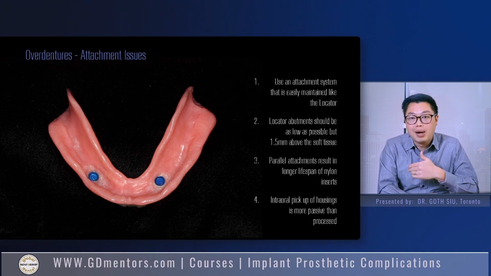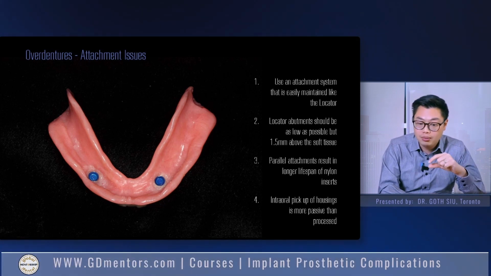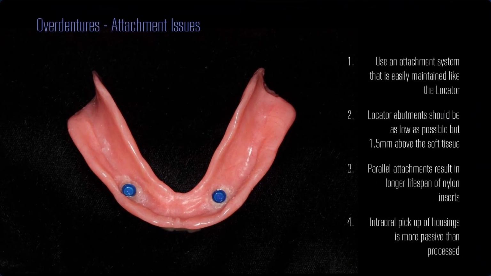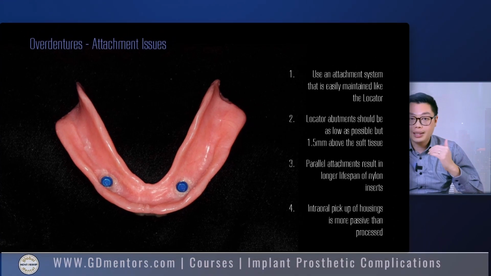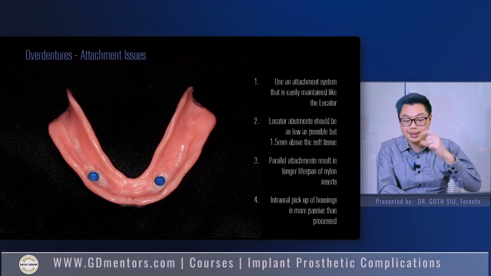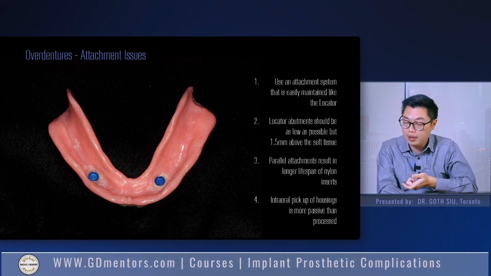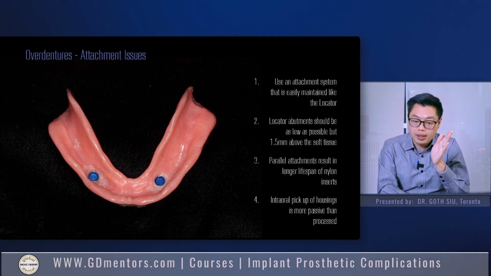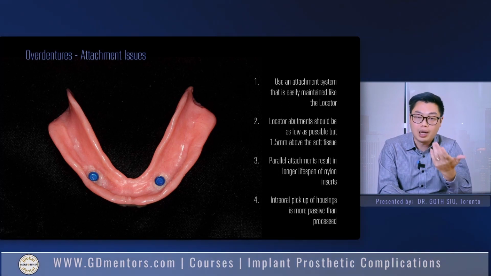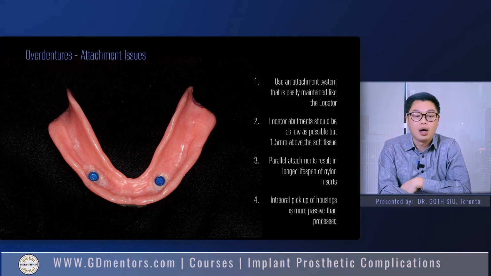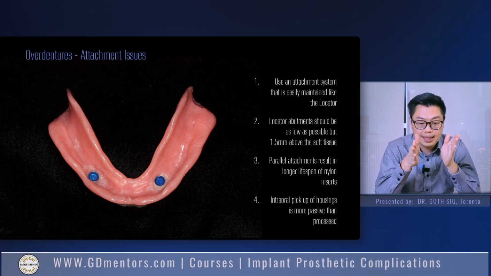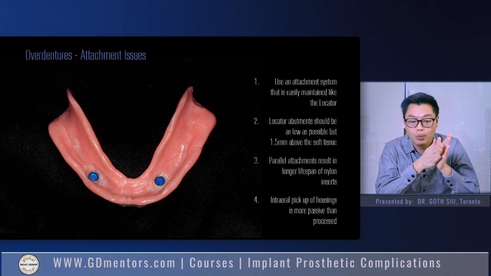So locator abutments should be as low as possible, but still stick up 1.5 millimeters above the soft tissue. You don't want a locator abutment sticking up 5 millimeters above the soft tissue, mainly because if it's sticking up so high, your prosthesis is going to have less space. Things are going to be thinner, things are going to snap. Parallel implants also play a role in how long things last, because parallel implants allow a more parallel fit of the prosthesis, and the nylon inserts of the locator are going to wear down slower.